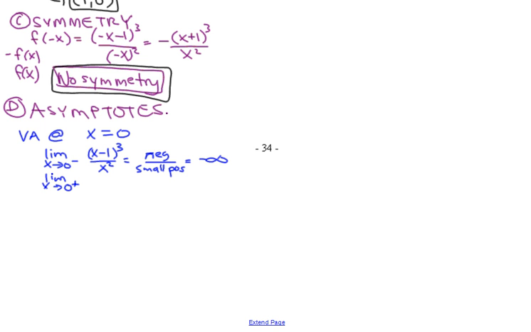How about this guy? If we put in 0 from the right, you're going to have a negative over a small positive squared, still going to be negative infinity.